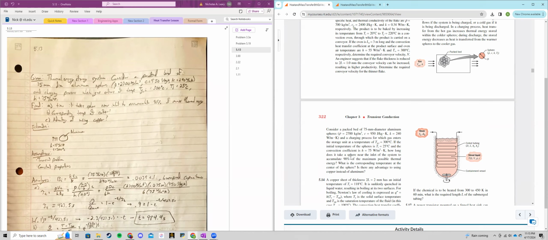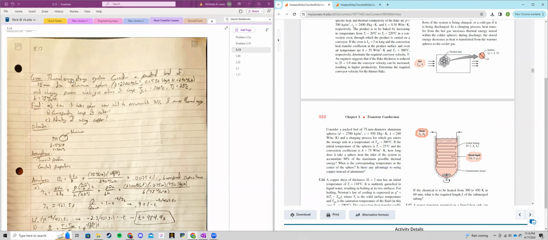So firstly, it asks how long does it take the sphere near the inlet of the system to accumulate 90% of the maximum possible thermal energy? It asks what the corresponding temperature is at the center of the sphere, and then they want us to compare copper and aluminum, seeing if there's any advantage to using copper instead of the aluminum.